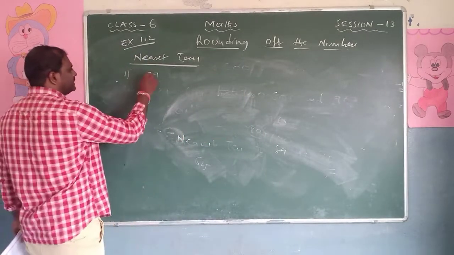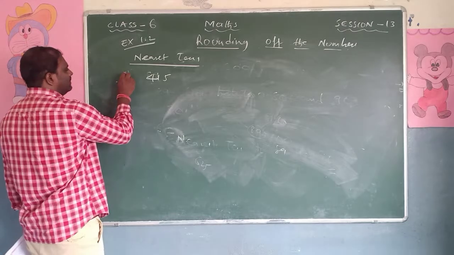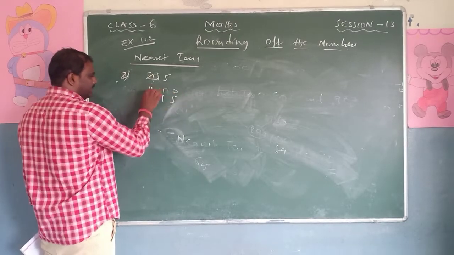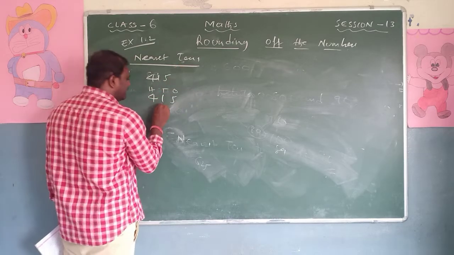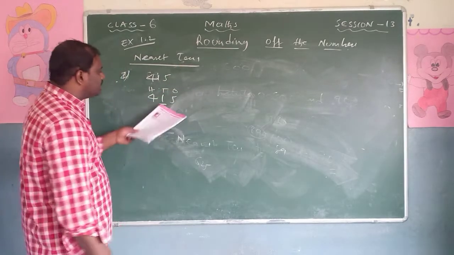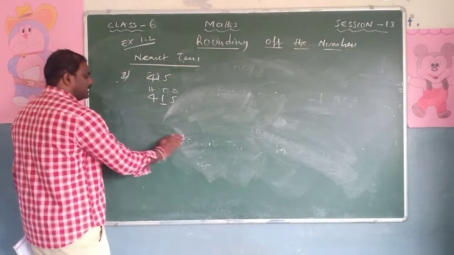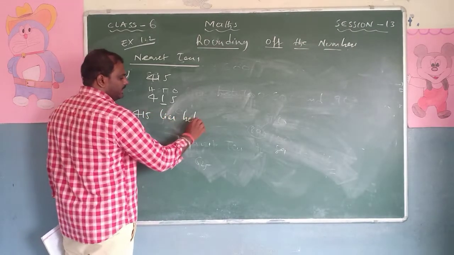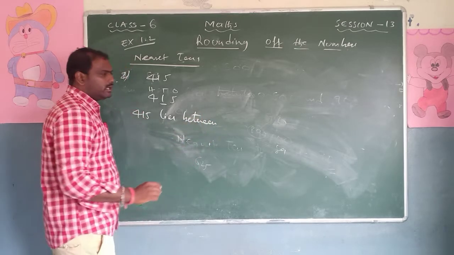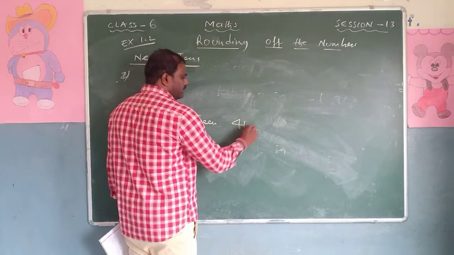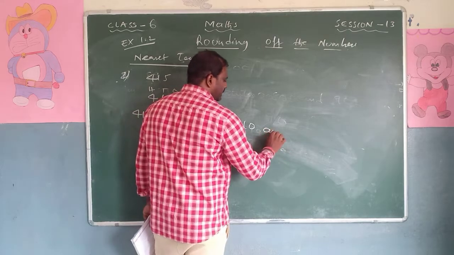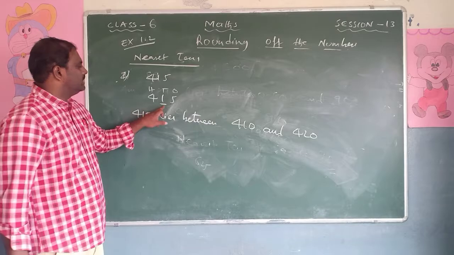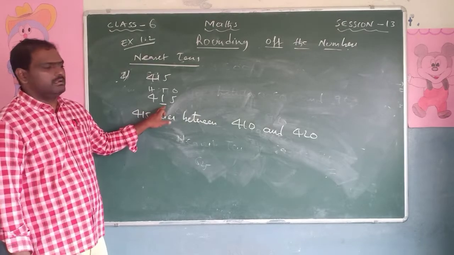So the second question is 415. So ones, tens, hundreds. What is the question? Nearest to tens. So take this one, take hundreds. So what should I write? 415 lies between 410 and 420. Because this one is 10, 15, right?